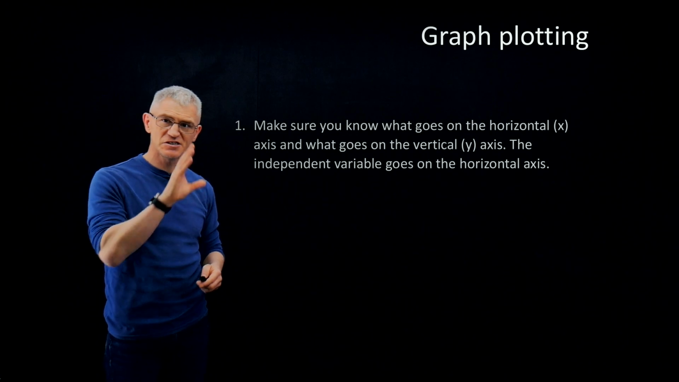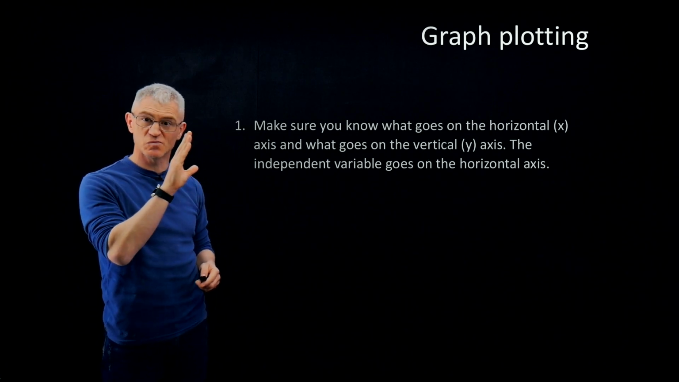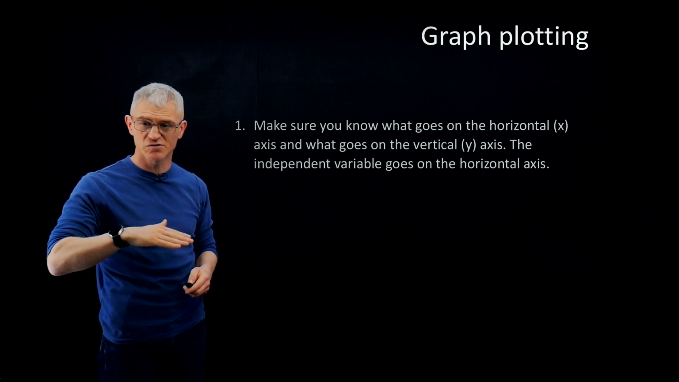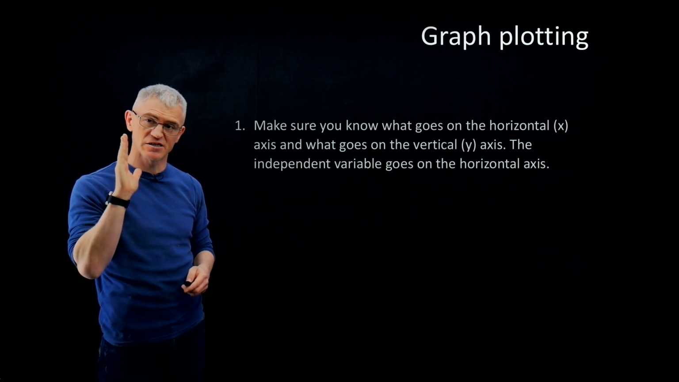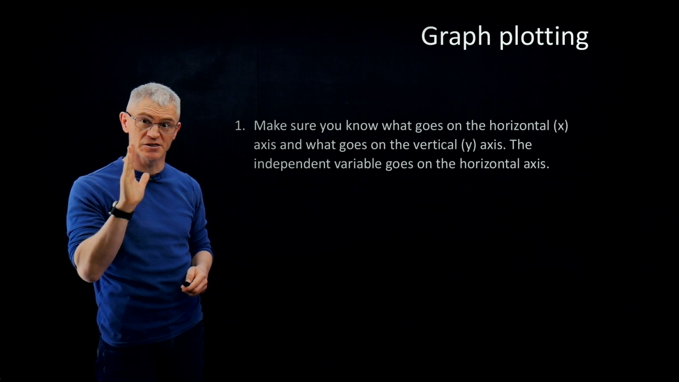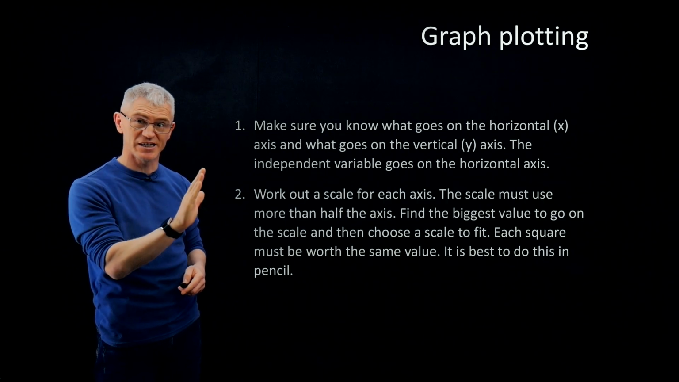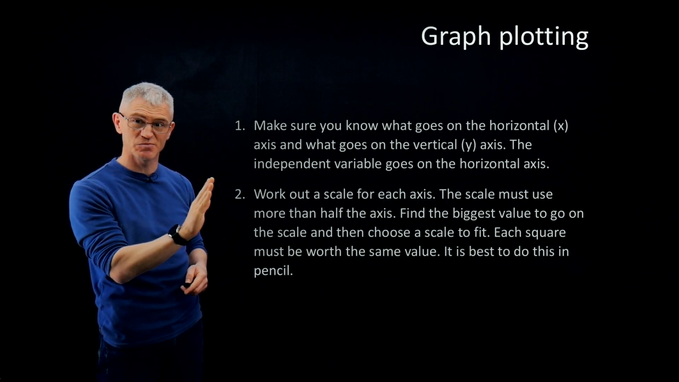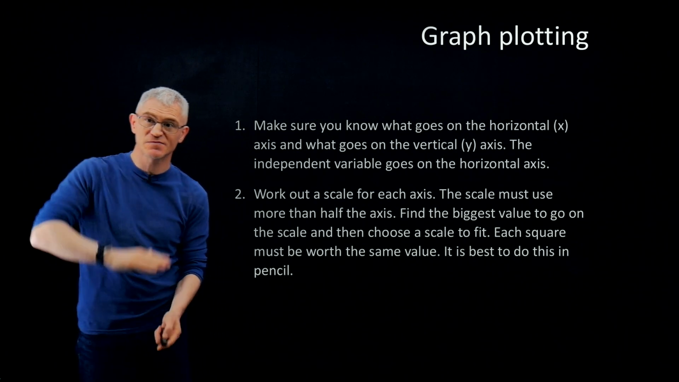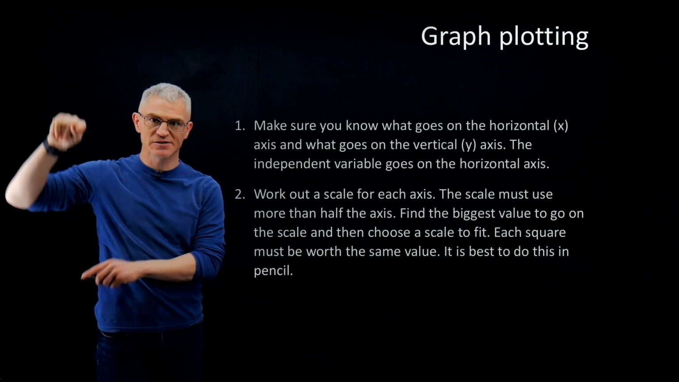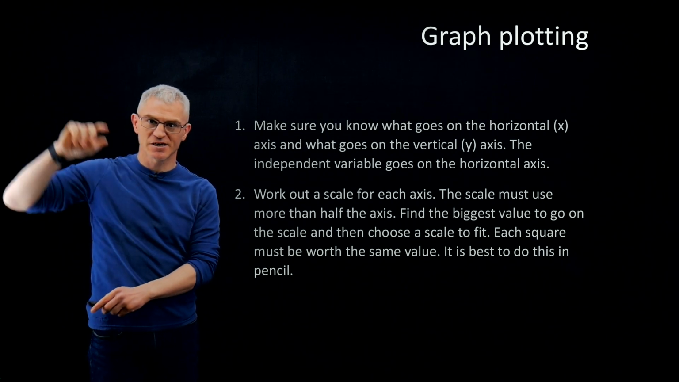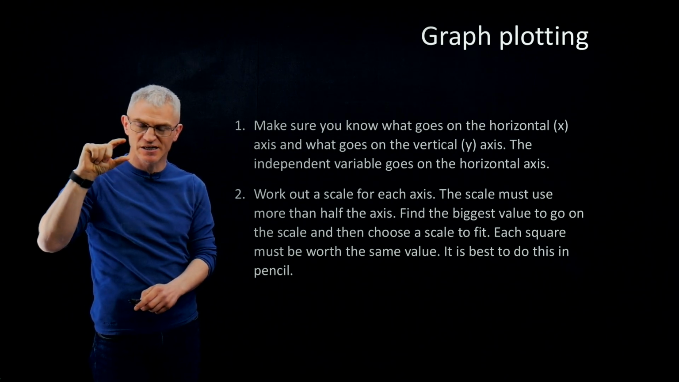Okay, so you need to make sure you know what goes on the horizontal and what goes on the vertical. Remember, on the horizontal is your independent variable, and on the vertical is the dependent variable, the one you change. So you work out a scale for each axis, and the scale must be more than half the axis. So basically, it must fill more than half the paper, and you must choose the scale to fit. Okay, and so you just look at the squares and see how many you can square.